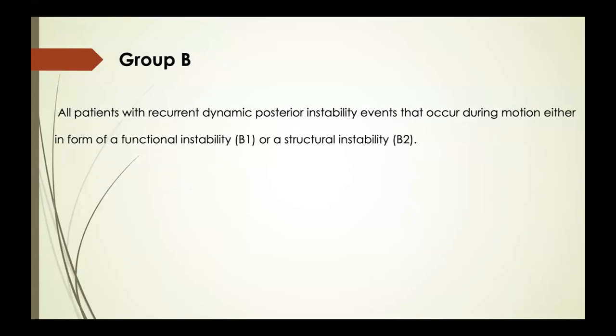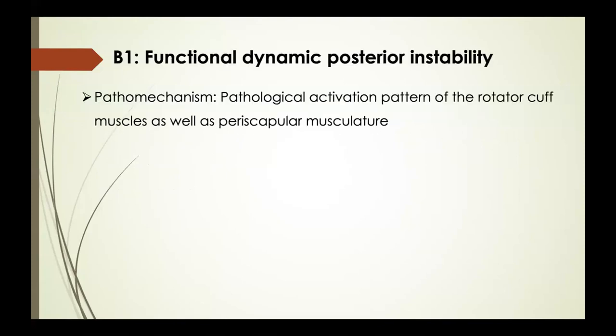Now coming to B, this group includes all patients with recurrent dynamic posterior instability events that occur during motion, either in the form of functional instability or structural instability. Versus B1, functional dynamic posterior instability, what are the pathomechanics? It is a pathological activation pattern of the rotator cuff muscles as well as pericapsular muscles that may lead to posterior dislocation of the humerus during movement of the arm. In this, there will not be any structural damage.